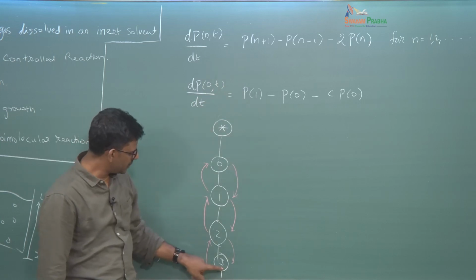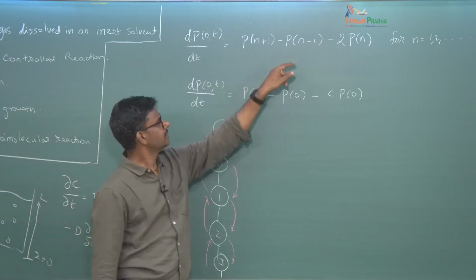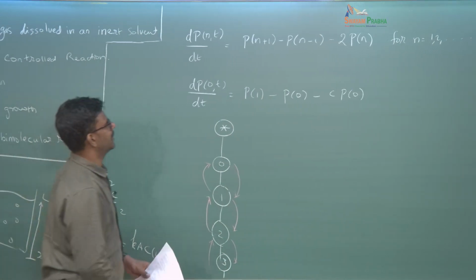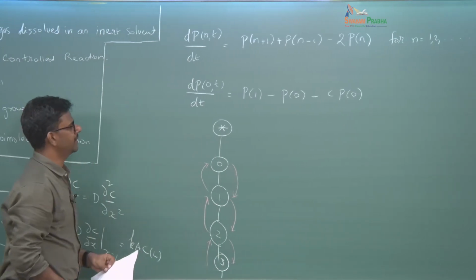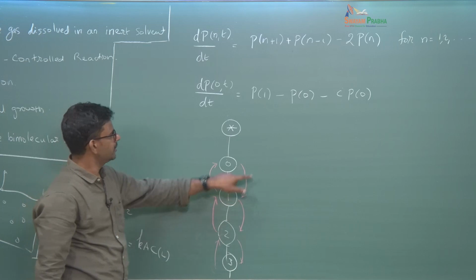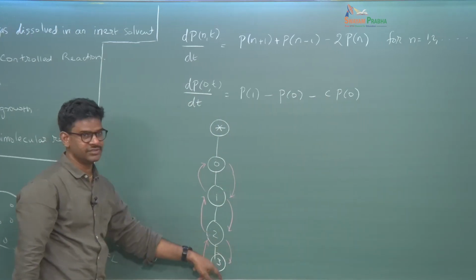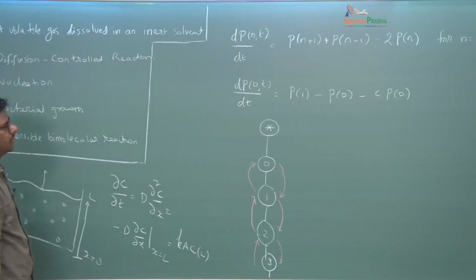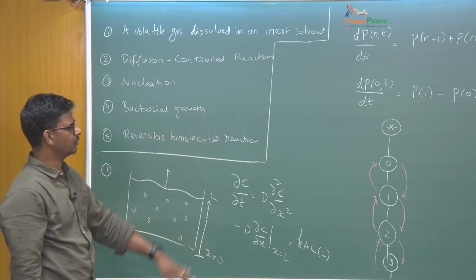So that's what we have written here, that a state n can be created by a random walk from n plus 1 state to n, that is this. It can also be created by a random walk from n minus 1 to n, and then there is minus 2 p of n, because it can either jump there or it can jump here. So for n equal to 1, 2 onwards, it's a pure one-dimensional random walk, no big deal.